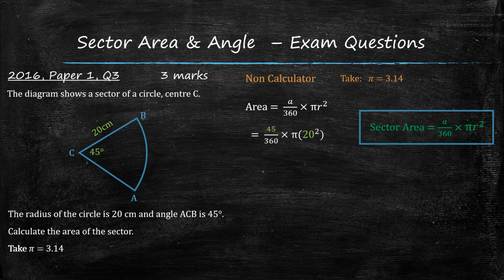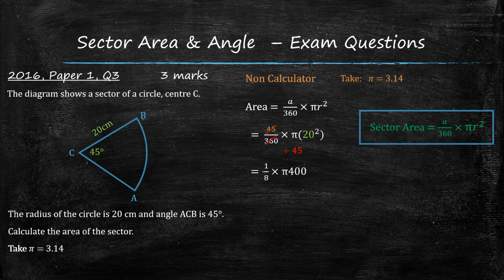This equals, A is equal to 45 over 360 times pi times r squared, so that's times pi times 20 squared. Now before we do any multiplication here, we want to make our lives a little bit easier by simplifying this down, cancelling out and simplifying this calculation. So if we look at the 45 over 360, we can see that 45 is a common factor. So let's divide top and bottom by 45, and cancelling down we get 1 over 8 times pi times 400, which is the 20 squared.